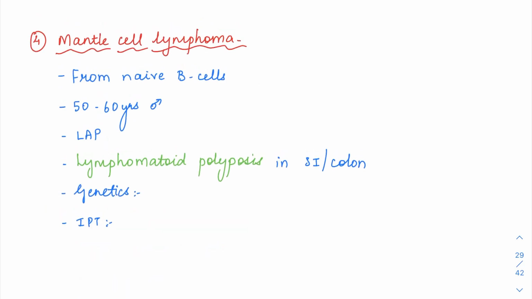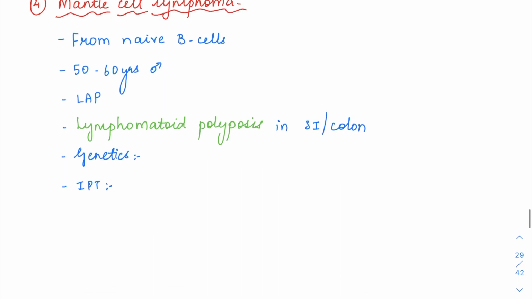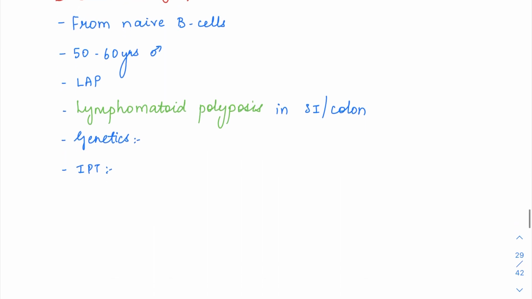Then the next type of B-cell lymphoma is the mantle cell lymphoma arising from the mantle zone, which is composed of the naive B cells. So usually the patients are in an elderly age group, 50 plus, and they'll present with lymphadenopathy here. And if they involve the intestine, colon, there you are going to have a specific finding called lymphomatoid polyposis.